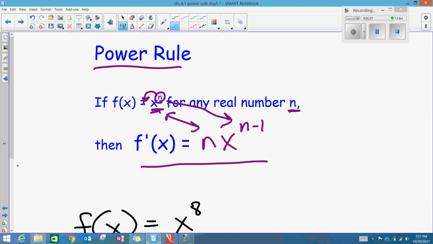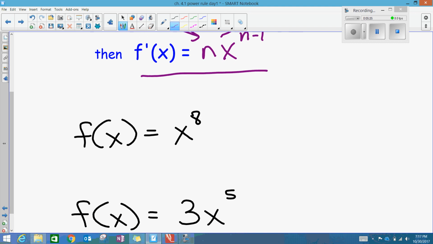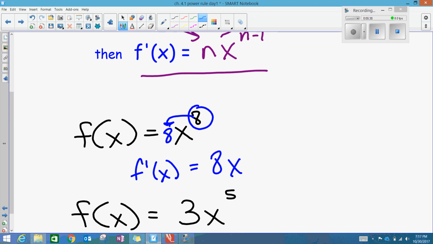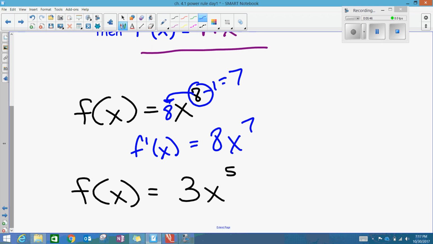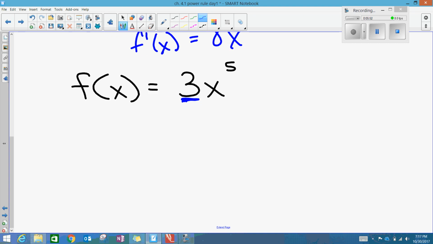So if f of x equals x to the 8th, and we want the derivative of f of x, again, n is 8, so we're going to bring that down in front, so we get 8x, and then we're going to subtract 1 from our exponent and get 7, so the derivative of f of x is 8x to the 7th.